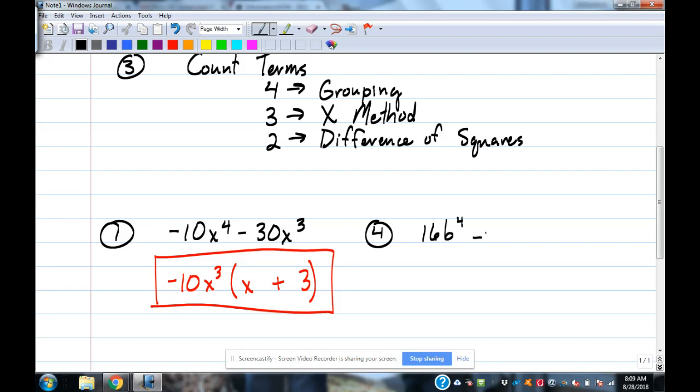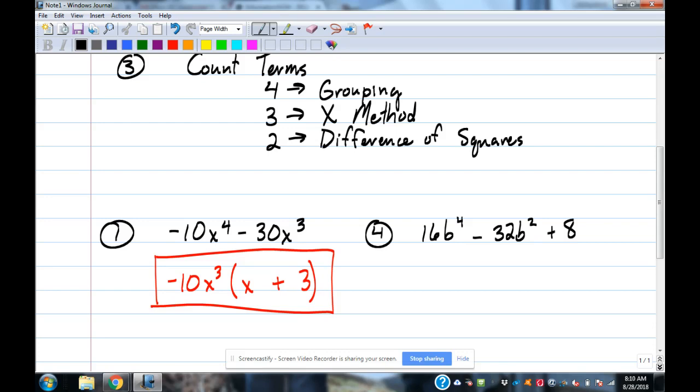16b to the fourth minus 32b squared plus 8. We're looking for a GCF first. So go through your checklist. Is it in descending order? Yeah. What do they have in common? 16, 32, and 8. 8 goes into all of them.